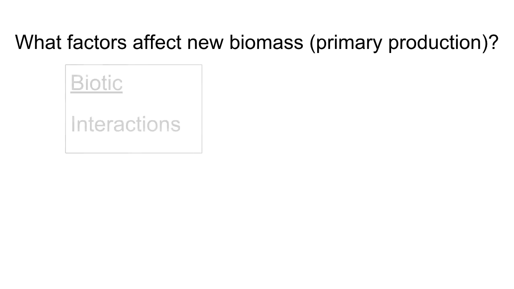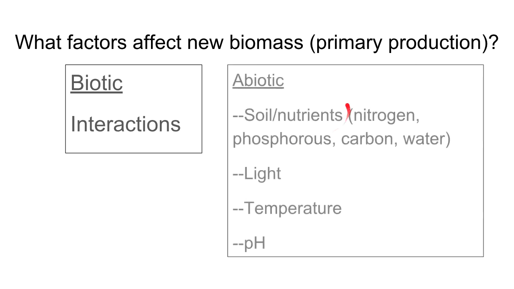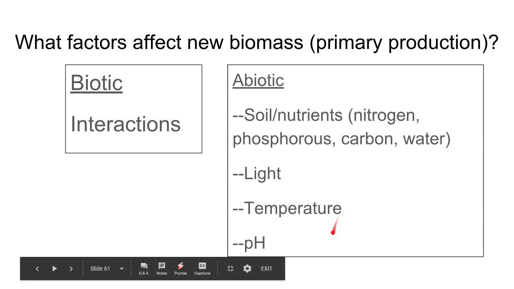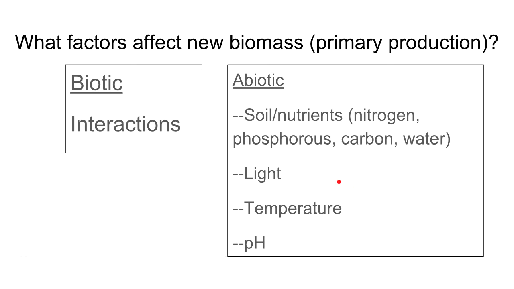And hopefully you can talk about biotic factors, like the interactions, the competitions, the different living things that interact with one another. But we also tie into these abiotic factors, and this is how we're going to make our transition from primary production into the ecosystem, because we're talking about soil and nutrients, nitrogen, phosphorus, carbon, and water. Of course, any of these other things that affect plants or affect chemical reactions are also going to have a role.